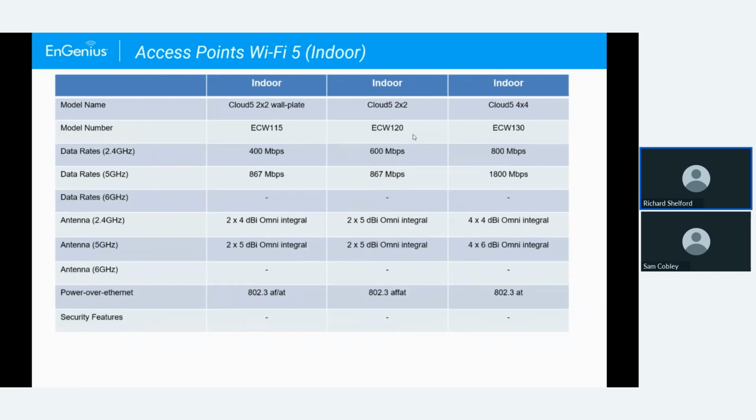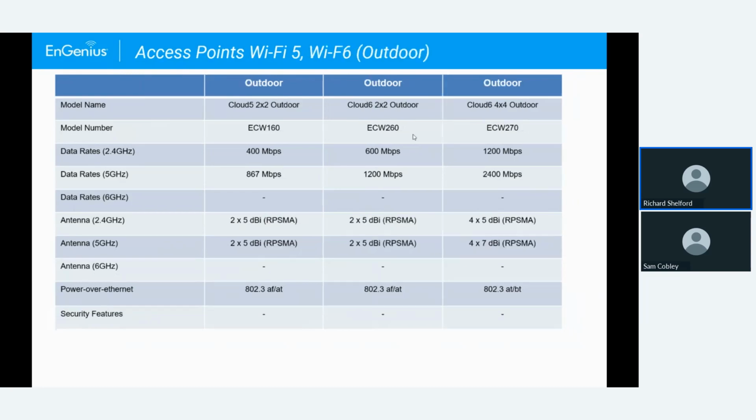There are additionally Wi-Fi 5 indoor APs, again wall plate. There are now fewer Wi-Fi 5 access points around because Wi-Fi 6 is coming along, but they are still valid and still around and available for you. No security features available, unfortunately, for the Wi-Fi 5 APs.